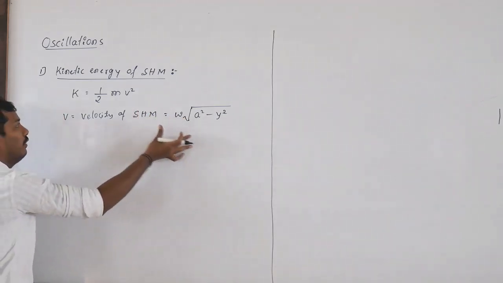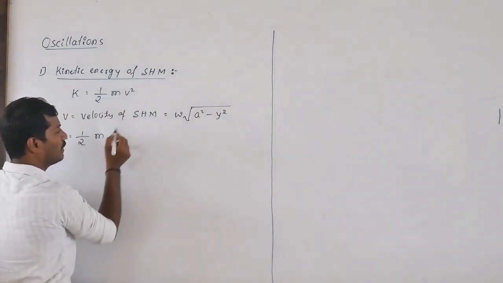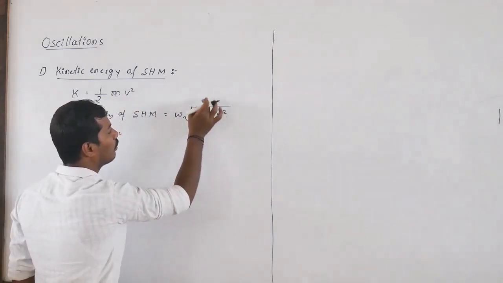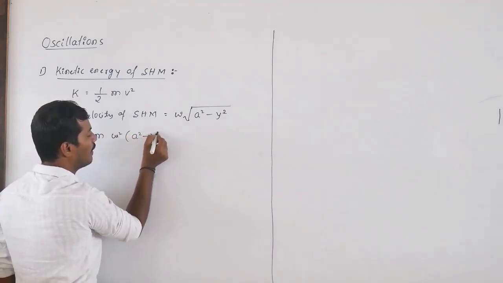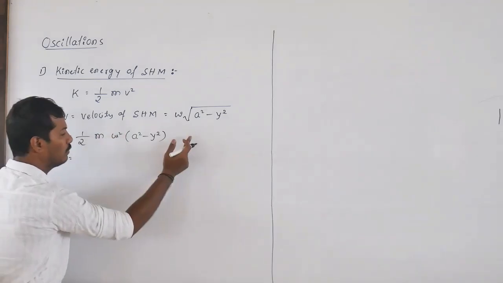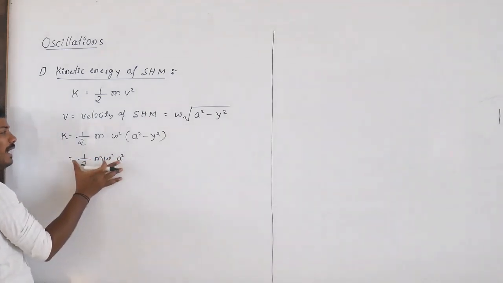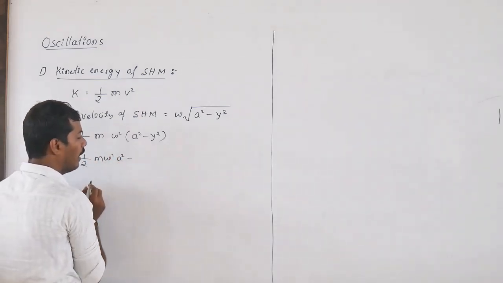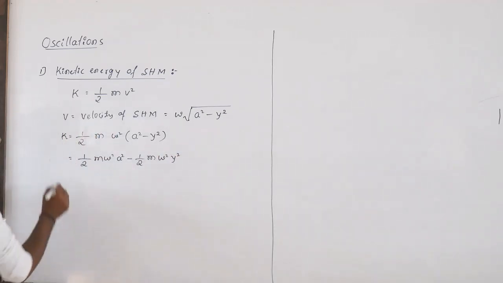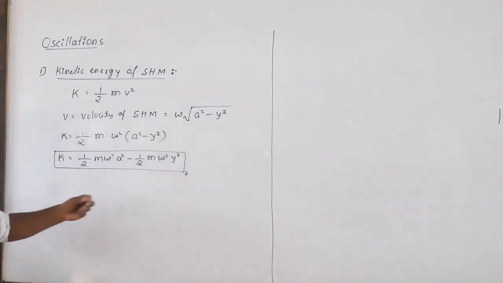If you substitute this value in this equation, what does the kinetic energy become? 1 divided by 2 m into v square. Squaring all the terms, omega square and the square root and square get cancelled, leaving only a square minus y square. Then if you expand the bracket, 1 by 2 m omega square a square minus 1 by 2 m omega square y square. Taking the first term only, this becomes the maximum kinetic energy, because the maximum displacement is there. The other is the bracket expansion, 1 by 2 m into omega square into the displacement square. This is the equation of kinetic energy we completed in the last class.